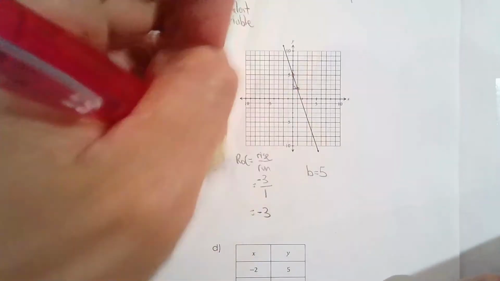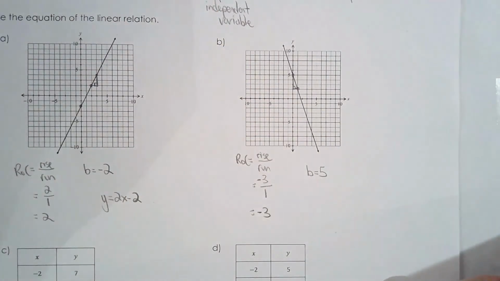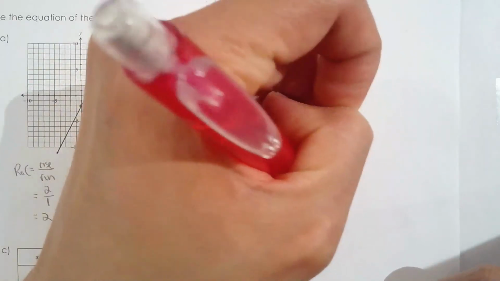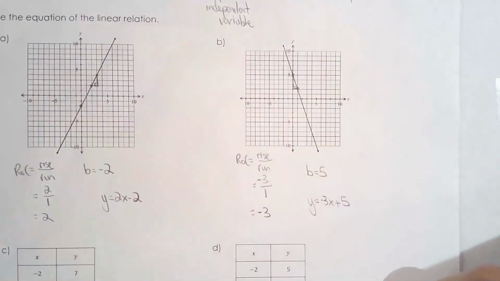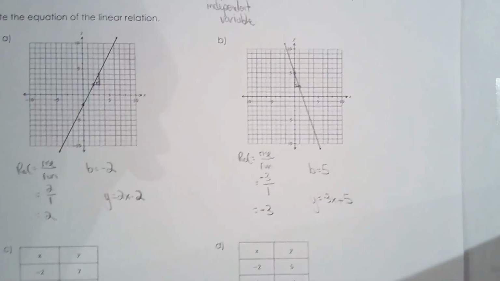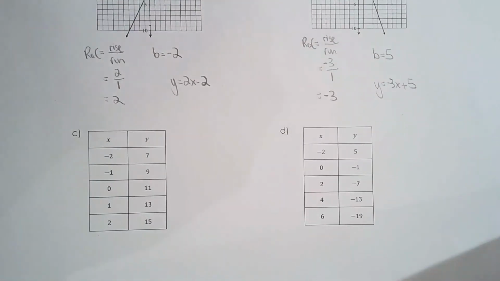Okay, so back to the question. I have the rate of change. I have the vertical intercept. Let's write the equation. y equals -3x plus 5. Beautiful, right? So you always want to find two things. If you're asked to find the equation of the linear relation, you need to find the rate of change and the vertical intercept. Okay, let's look at this question for C.